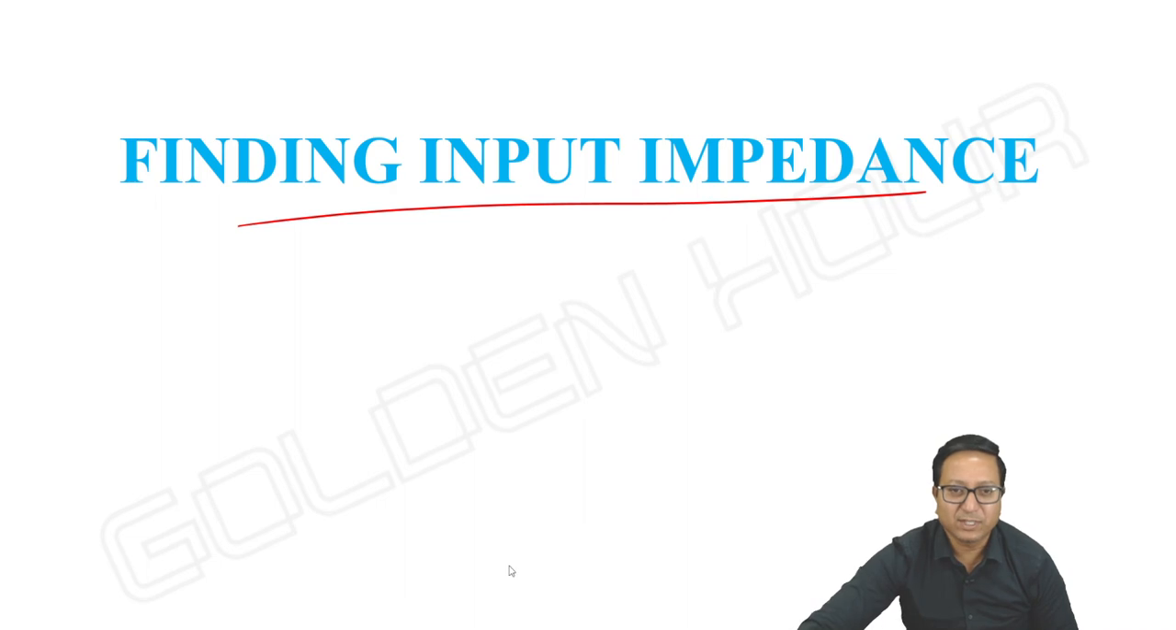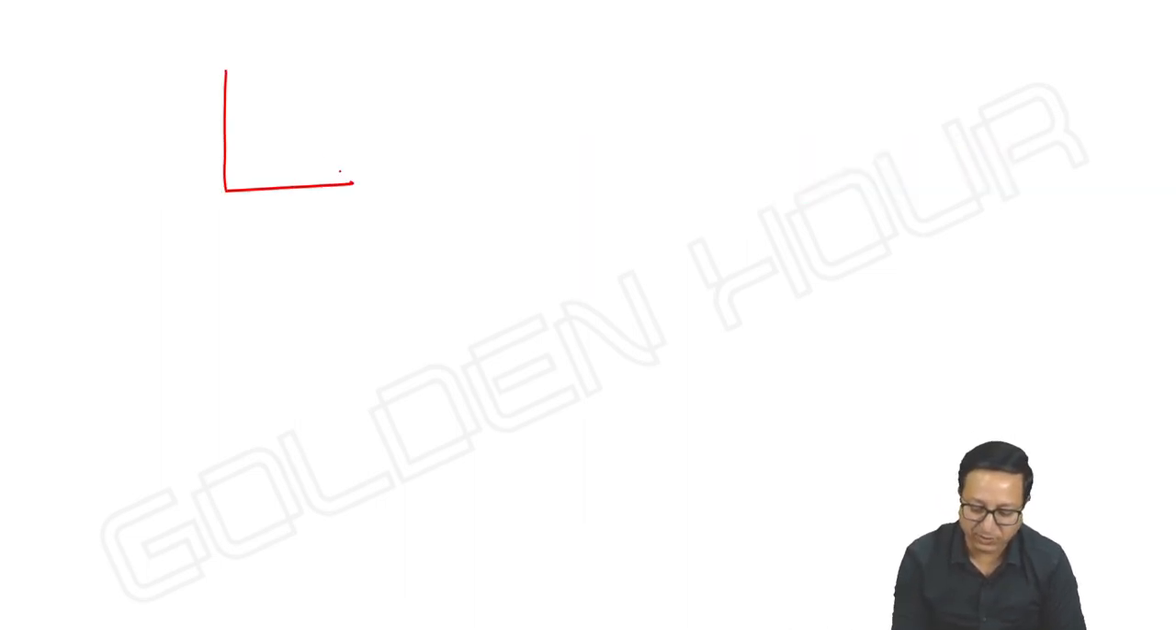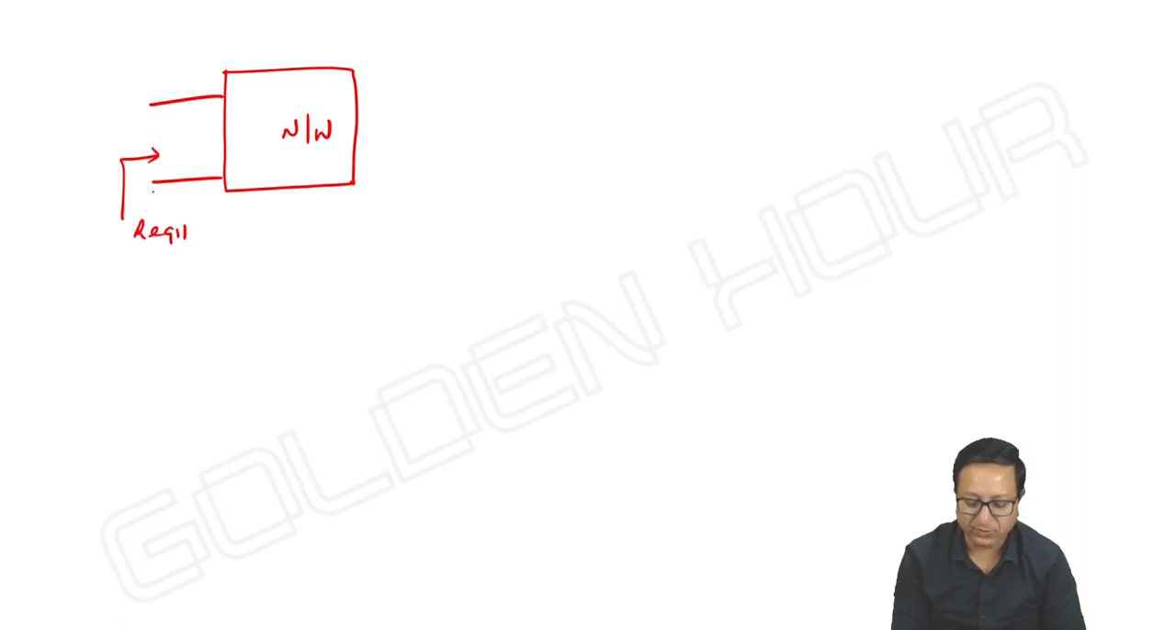Generally, in networks, if a circuit is given, how do we find the equivalent resistance? Suppose I have a network with two ports, and we need to find the equivalent resistance. Then what do we do here? Simply, in method 1, simplification of the circuit.